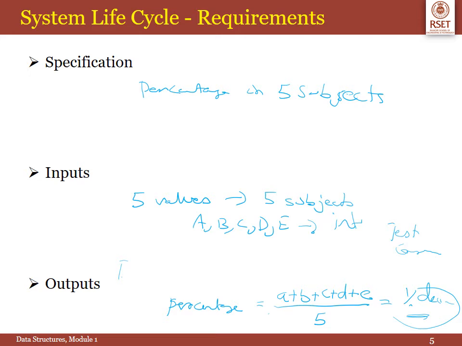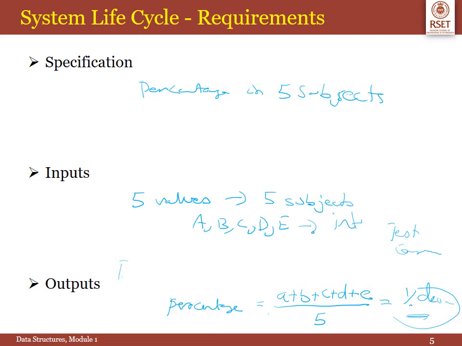So how do I calculate the percentage value? If my max value, assume that it is out of 100, it will be A plus B plus C plus D plus E divided by 5. Since each of the subjects is out of 100, I get the average, which can be easily converted to a percentage value.